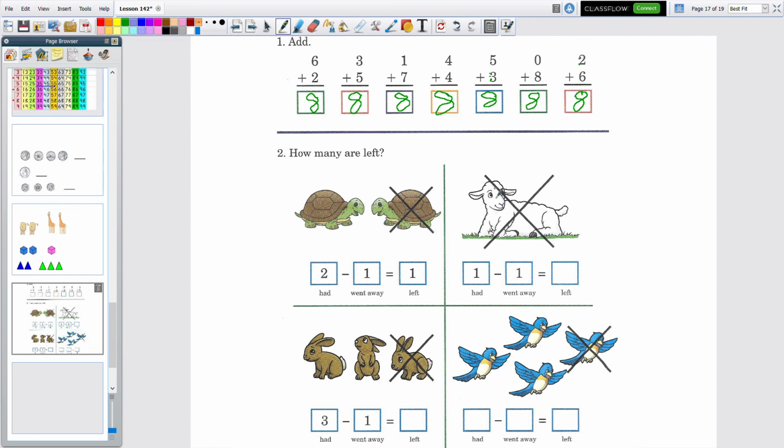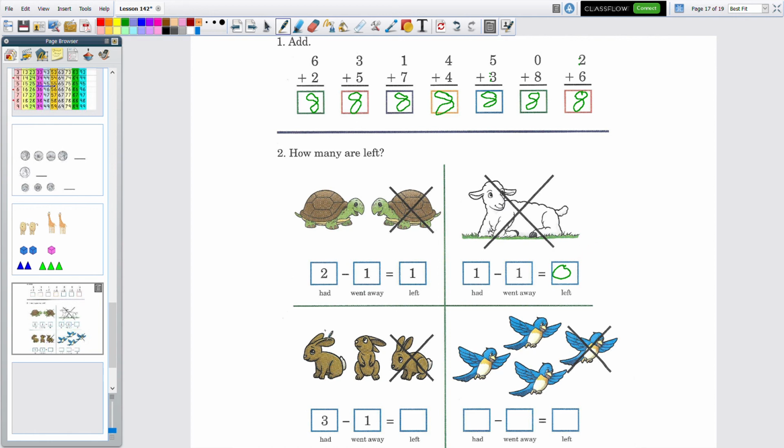This little lamb is only 1. So they did that. Now how many did they cross out? They crossed out 1. So if they had 1 and they crossed it out, how many are there without an X on them? None. What's the number for none? Did you say 0? Very good. Okay, let's go to the next one.